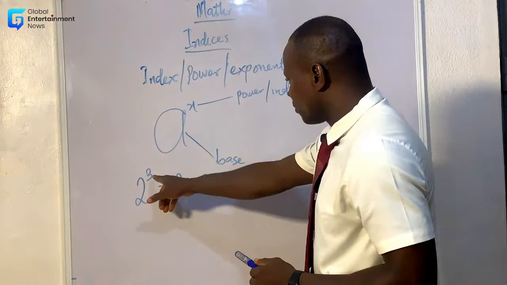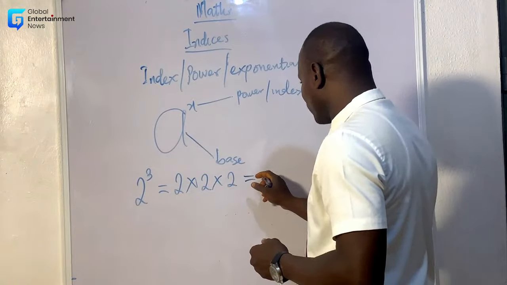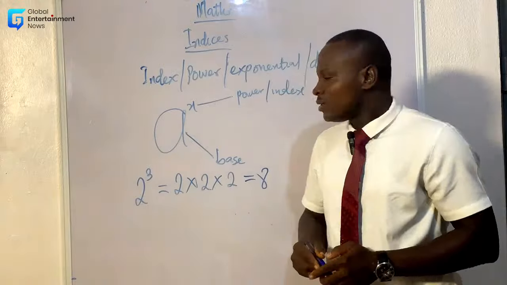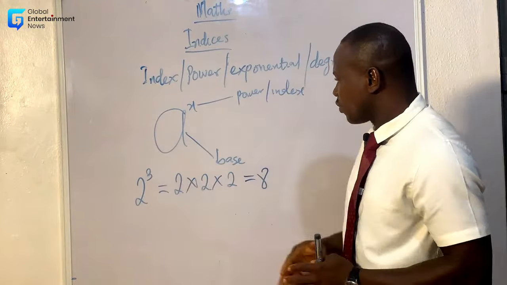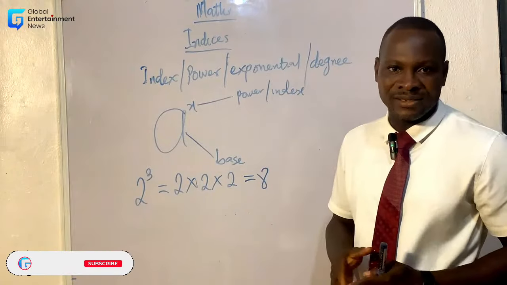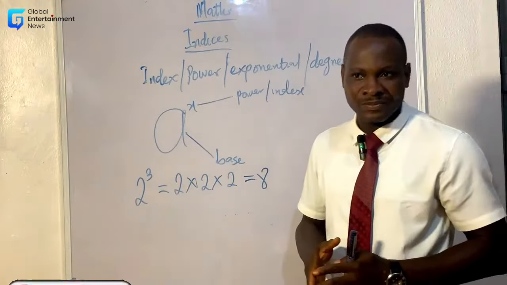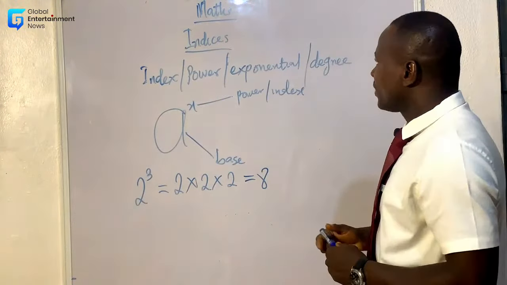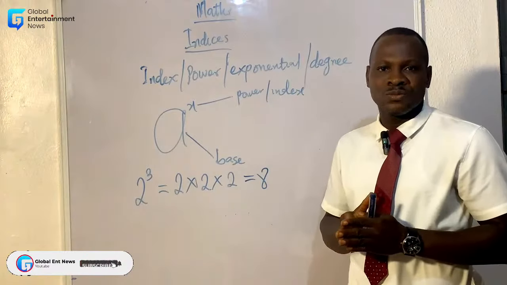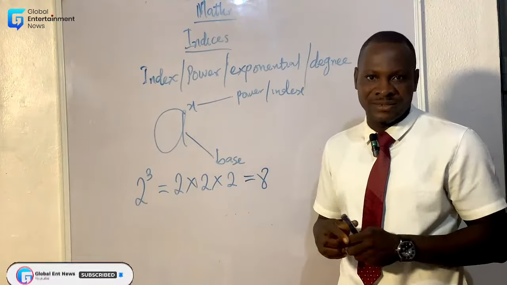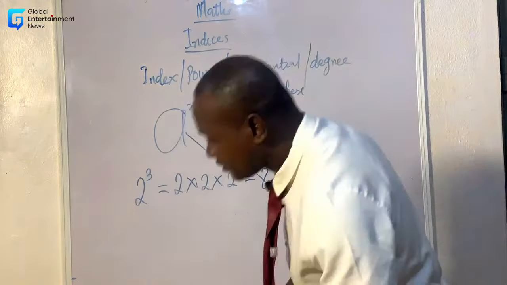This is 2 raised to power 3, which means 2 times 2 times 2, and this one will give us 8. So the 2 here is called the base number, while 3 is called power or index. In some textbooks, you are going to see exponential. But when we are talking about indices and index, there are some rules or laws that govern this particular topic. What are these laws? Now let's venture into that.